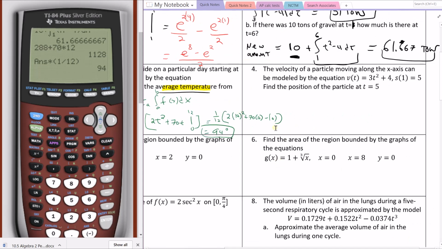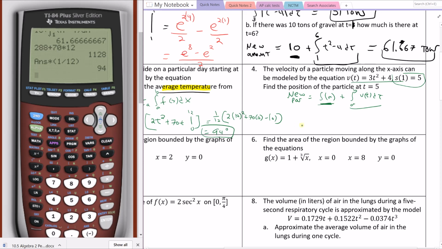Number 4, the velocity of a particle moving along the x-axis can be modeled by this equation. They give us s of 1 is 5. Find the position of the particle at t equals 5. This is that one where the new position equals s of, let's call it a, plus the integral from a to b of the velocity, right? It's where you were plus where you went. The integral is the displacement, and s of a is the position at the known time.